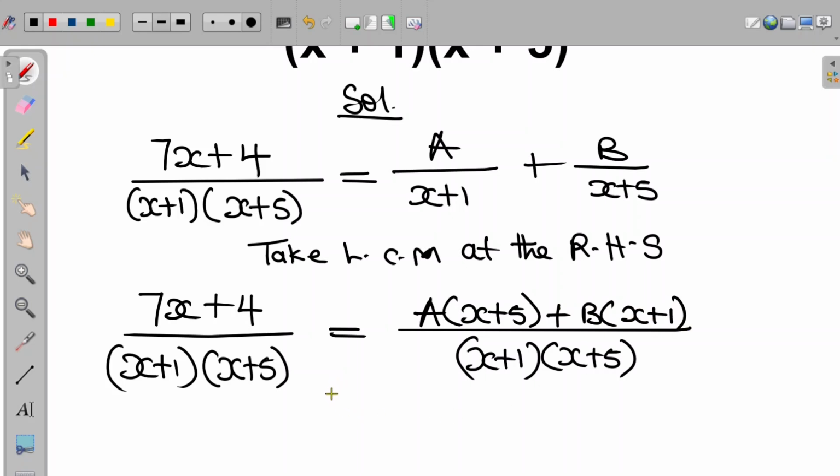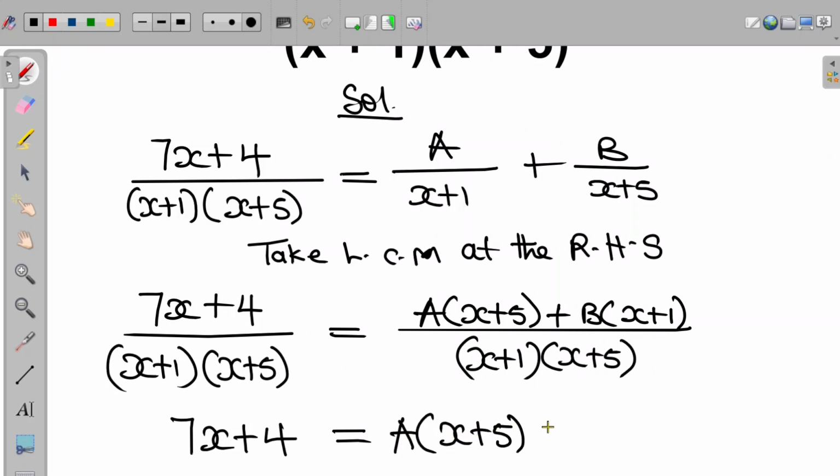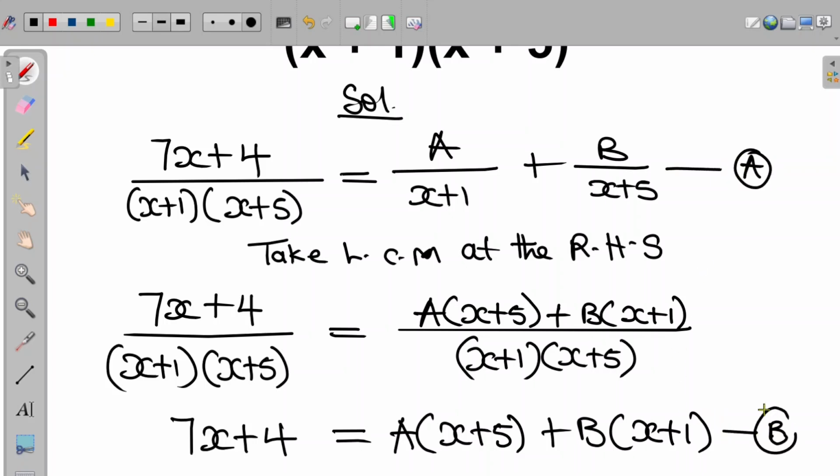Now, looking at the equation, we can observe that the left-hand side and the right-hand side have the same denominators. So we can equate their numerators. The equation becomes 7x + 4 equal to A(x + 5) + B(x + 1). Now, let's call this equation A and this one equation B.